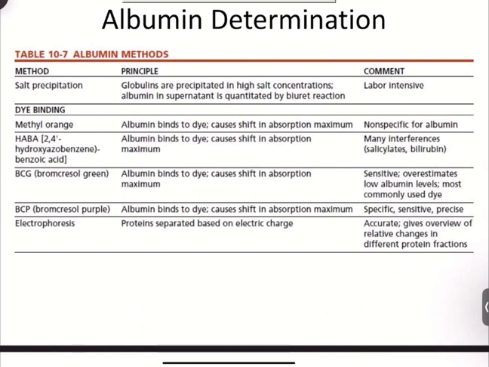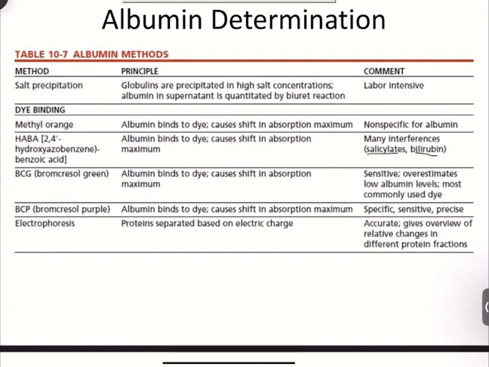hydroxyazobenzene benzoic acid. Okay, albumin binds to the dye, causes shift in absorption maximum. Okay, many interferences such as your salicylate and bilirubin. Okay, these can also bind with your HABA. That's why they are interferences.